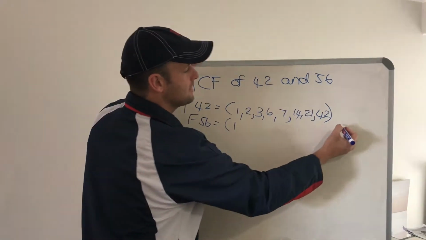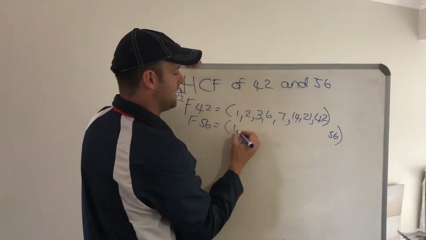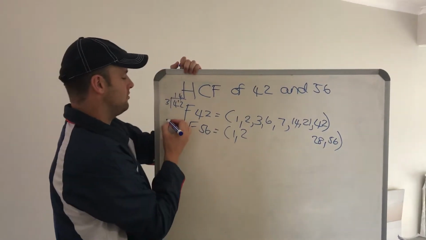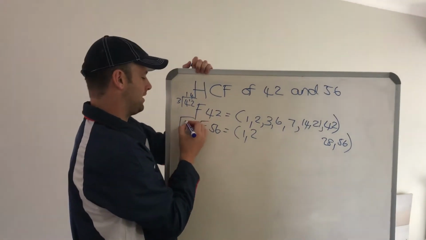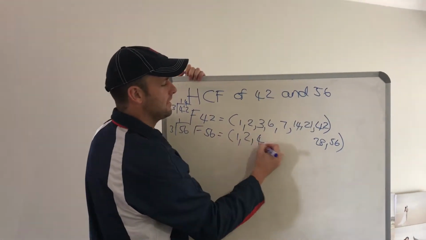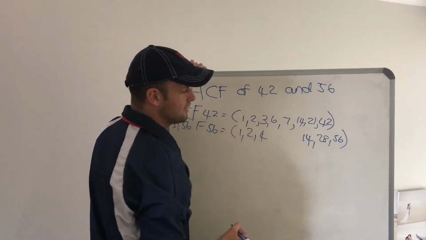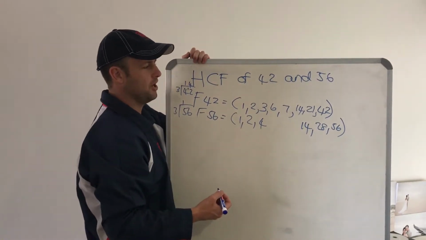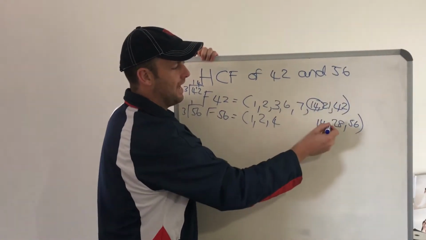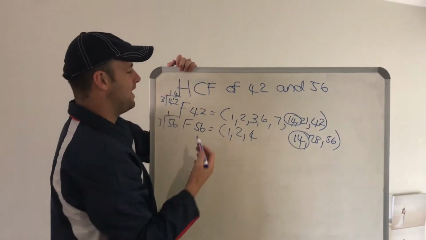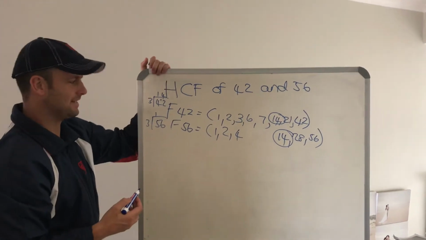Then with 56, 1 times 56, 2 times 28. Does 3 go into 56? We can check. No, it doesn't. 4 goes into 56 14 times. So we can carry on listing all the factors, but we don't have to. We found the highest one, which is 14. That is the first method, the listing factors method.